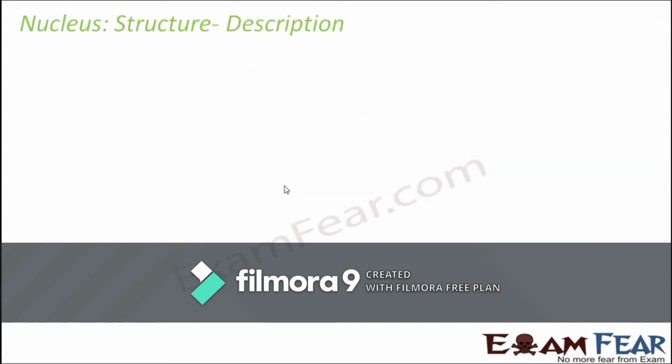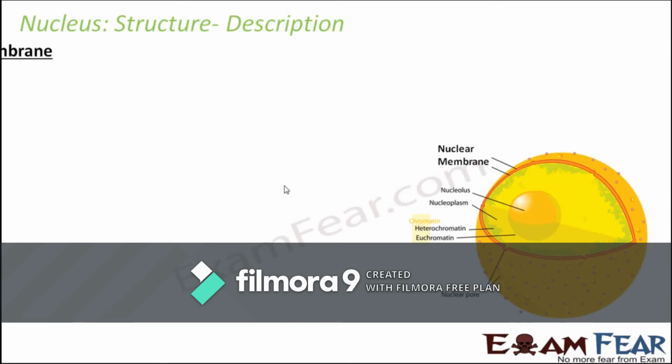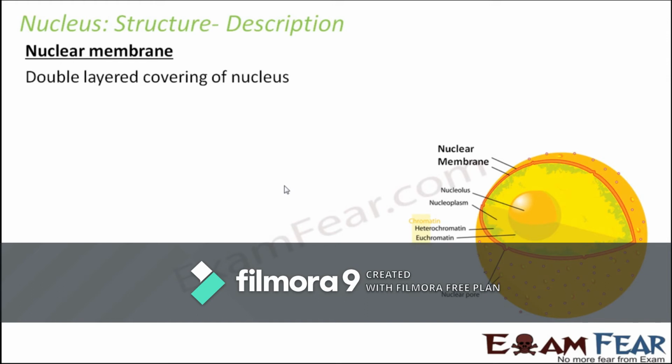So now let us quickly describe each of the parts in more detail. Whichever part we discussed in the last slide, we will now discuss them in more detail. So let us start with the nuclear membrane. As I said, it is a double layered covering of nucleus. Here in the picture you can very clearly notice the double layered nuclear membrane. See, there are two lines. These are the two layers of the nuclear membrane.